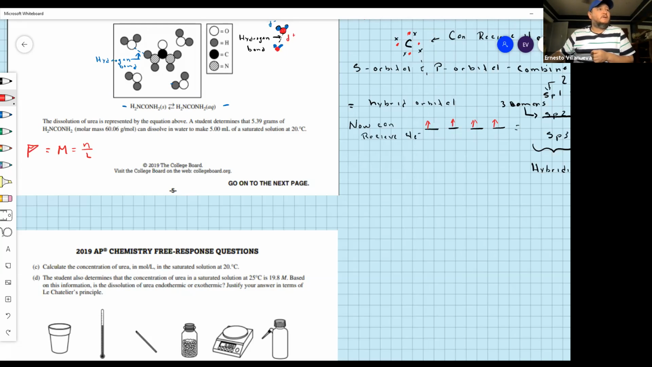Okay, so let's take a look at the molar mass. The student determines that 5.39 grams of urea can dissolve in water to make a 5.00 milliliter solution. So already, if I have moles and volume, I got to recognize that this is going to be a molarity question. So let's take a look. If I have 5.39 grams, I know that with my molar mass I can convert that to moles.